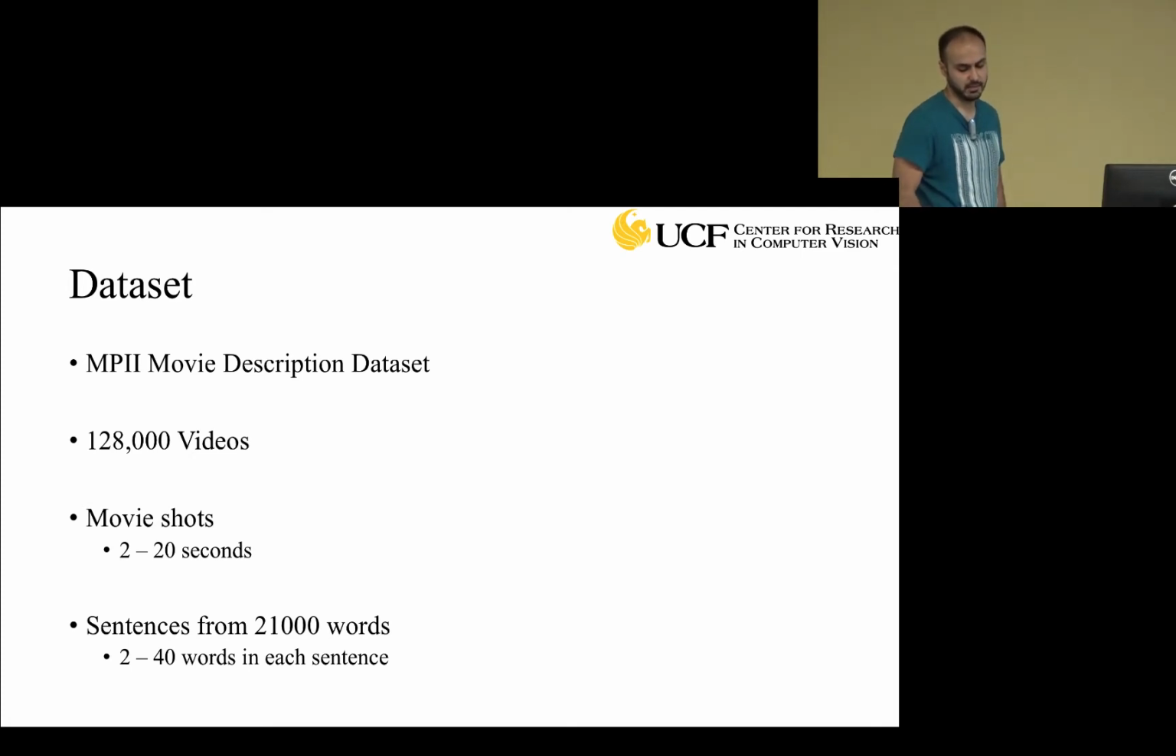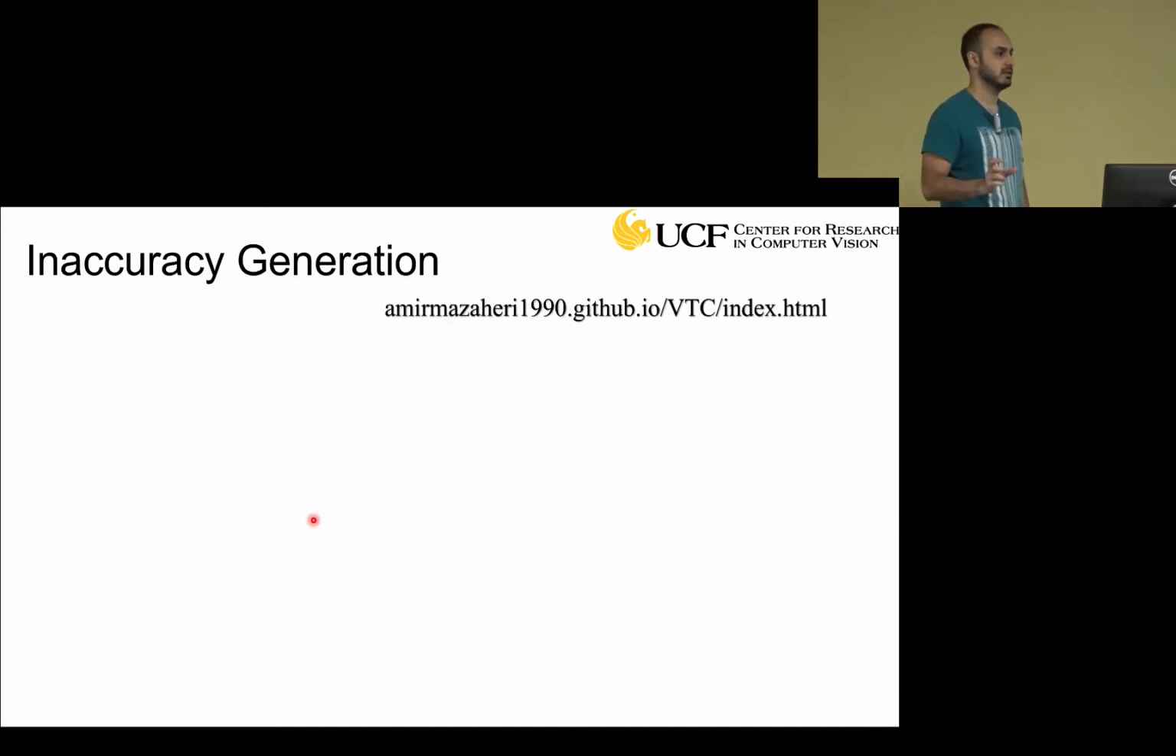Sentences are from a 21,000 word dictionary, and each sentence has 2 to 40 words. You can download the inaccuracy datasets based on the MPI dataset here under this address.